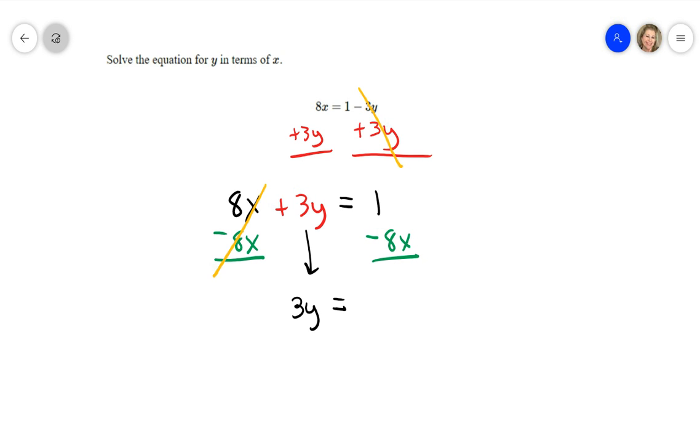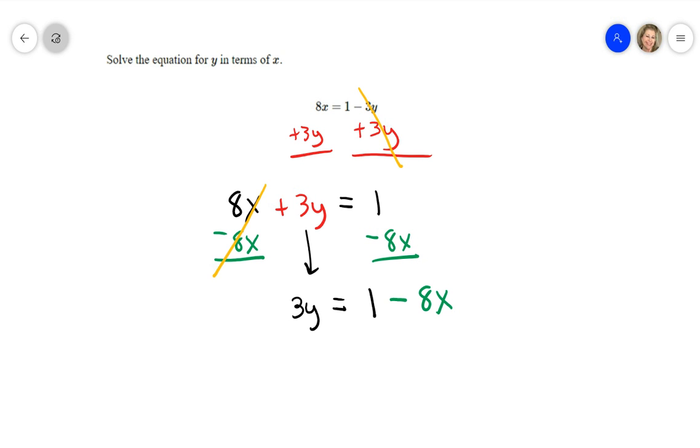On the other side, I'd also have to subtract 8x. However, you can't take 8x's away from one whole. They are not like terms. I can only subtract x's from other x's. So over here, I'm going to have 1, and then I would write the minus 8x horizontally instead of vertically.